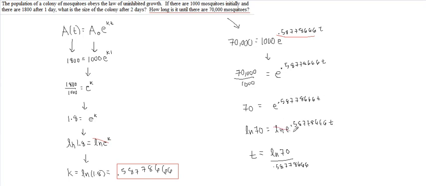ln both sides, because the ln of e cancels, and that brings this stuff down from the exponent spot. Divide both sides by what k was, and this is what you type in the calculator, which is about 7.2 days.